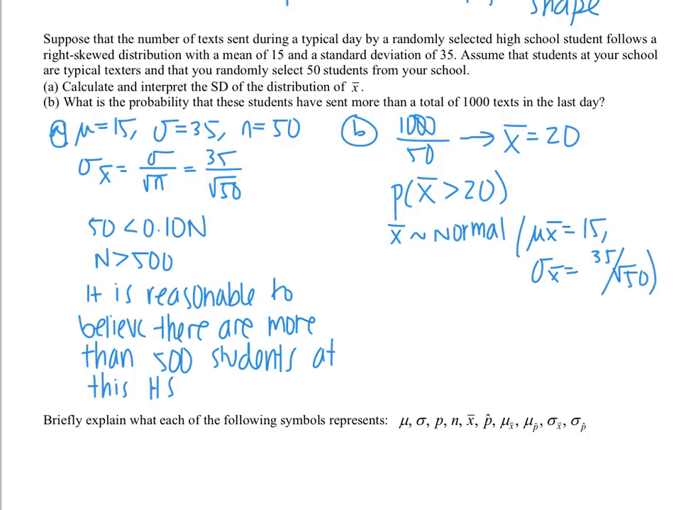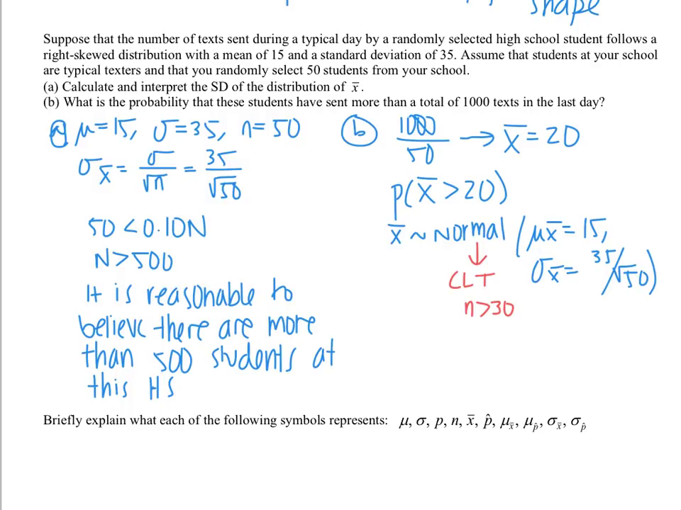Now, how do we know that X bar is going to be normal if the population is not normal? Well, X bar is normal by the central limit theorem. We took a sample size that was bigger than 30. So because we're taking samples of size 50, if we took a whole bunch of samples of size 50 and we graphed them, the distribution would be normal, the sampling distribution.